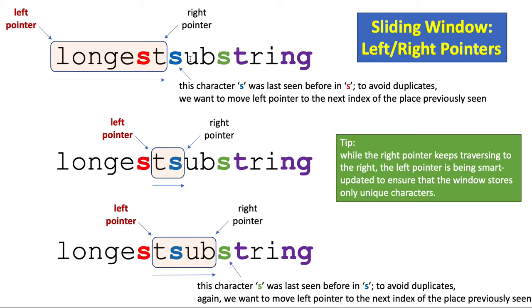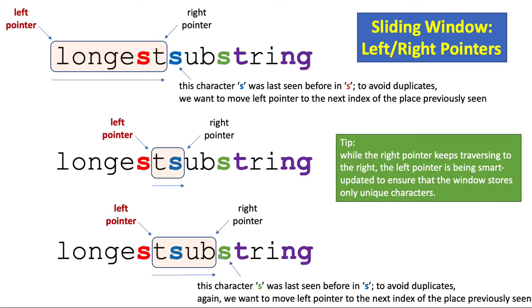In this example, this blue S was last seen before in this red S. To avoid duplicates, we want to move the left pointer to the next index of this red S. So we have this T, blue S here as defined by the left and right pointers. And then this window keeps expanding to the right.